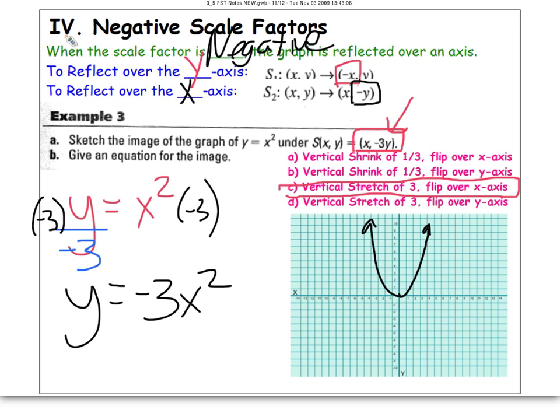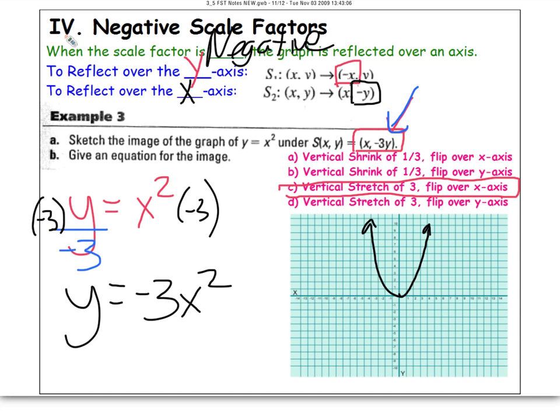Well, remember your properties of parabolas. If the leading coefficient of a parabola is negative, it actually flips it downward. Well, folks, it flips over the x-axis. But at the same time, be careful. We already said the y's are going to get 3 times larger.